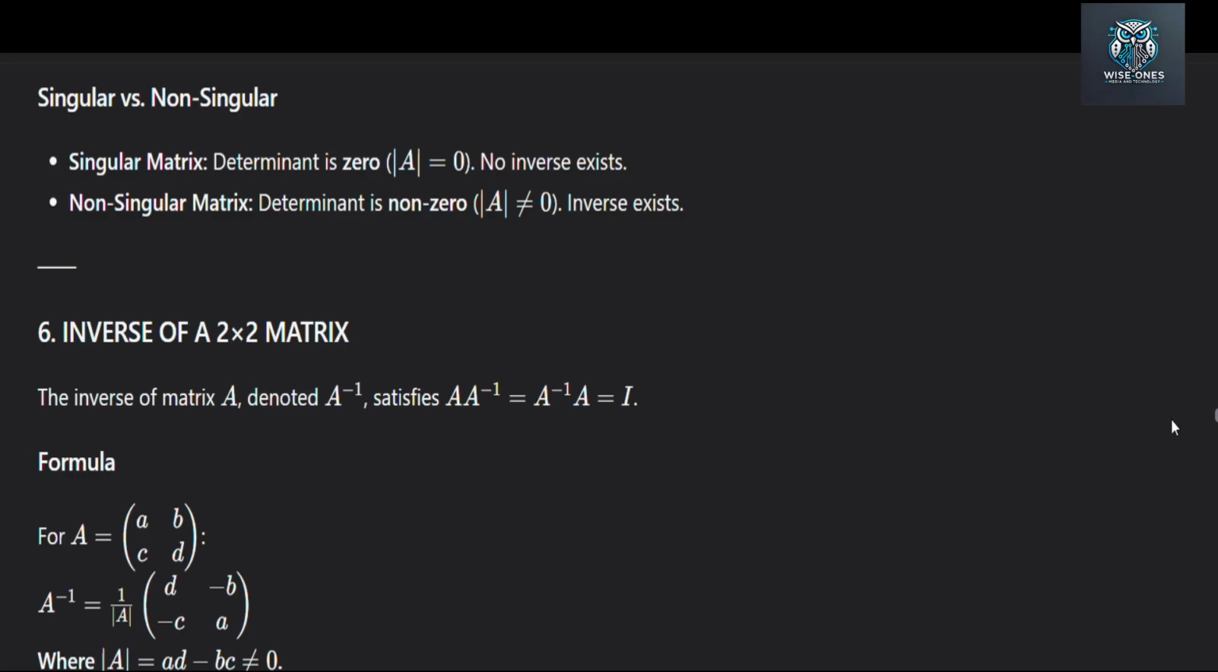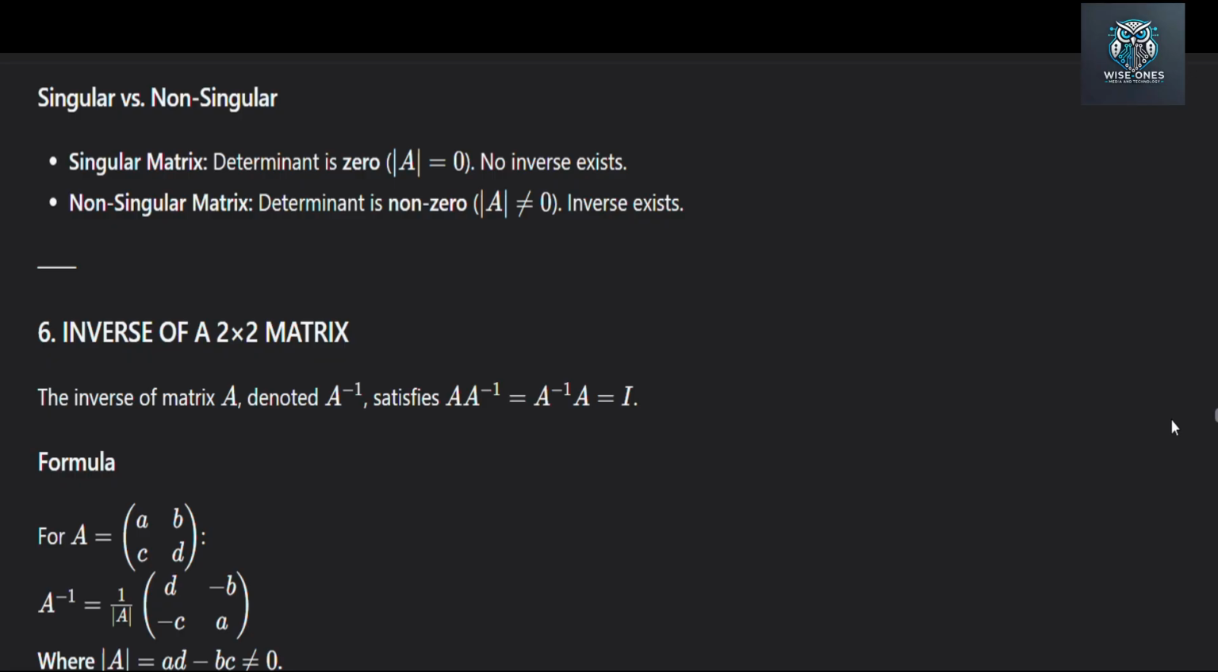Now, let us move to section 6. Inverse of a 2 by 2 matrix. The inverse of matrix A is denoted A inverse. When you multiply A by A inverse, you get the identity matrix. It is like the number 1. For a 2 by 2 matrix A with a, b on the first row and c, d on the second row.